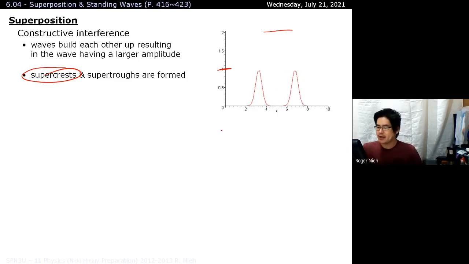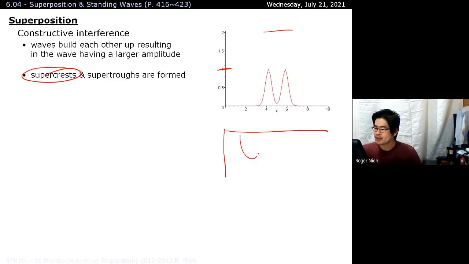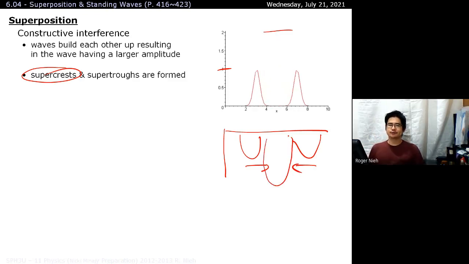I'm missing out on my animation, but you can imagine that if I had two troughs coming together, the moment they're on top of each other, they form something known as a super trough. And if you have a base interacting with another base and they come together, what do you get?